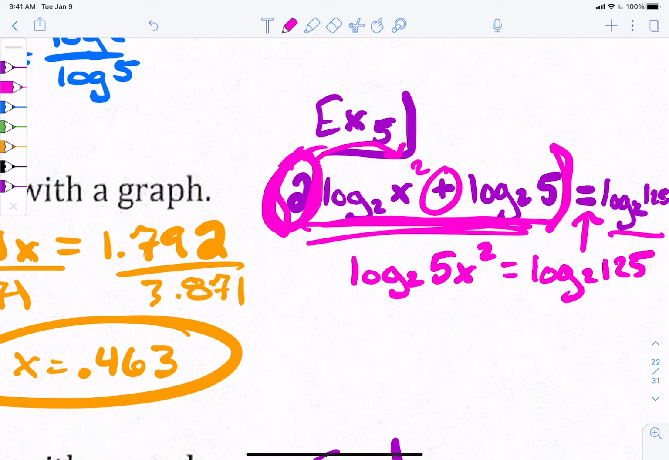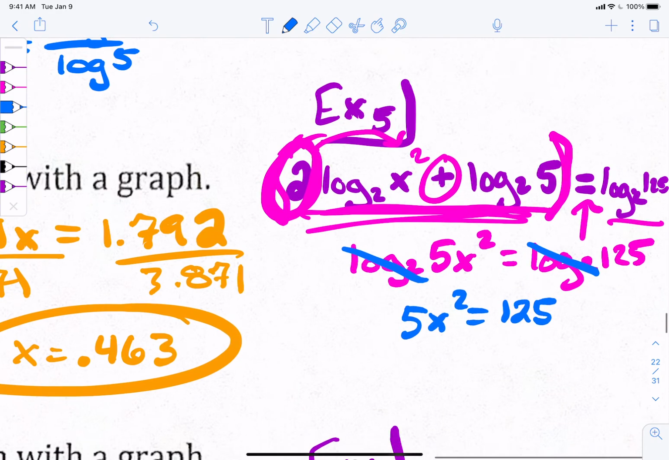You see that? Why didn't we cross anything out? Because we have to combine the logs before we can cross out the logs. You can only cross out one with one, right? So now this log is going to cancel with this log, but we can't cancel all three of them in one shot. So we've got to combine the two logs on the left so that we only have one log. Make sense? So now all I have to solve for is 5x squared equals 125.